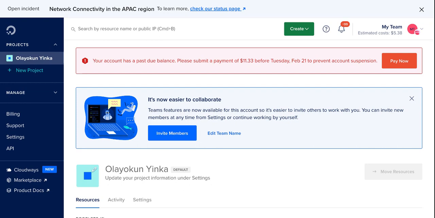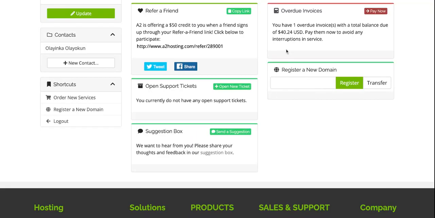Yes, so I have a lot of bills, as you can hear. This one is $100. This is my DigitalOcean account, the cloud hosting services. This one is $11, which I have to pay before this day, or else they'll suspend my service. I have another one for $23. I also have an A2 Hosting account, and as you can see, I have $40 that needs to be paid. It's overdue. And these are just a few of all the payments I need to make. There are some on my phone and all of that.